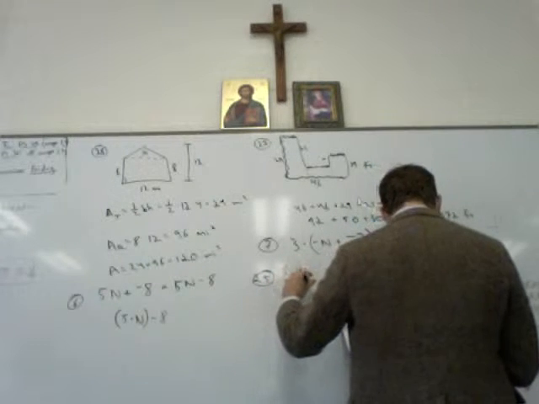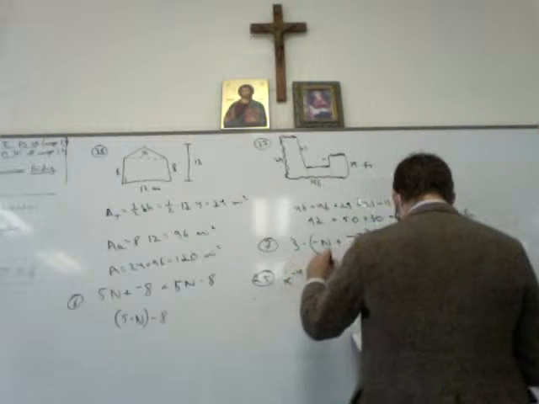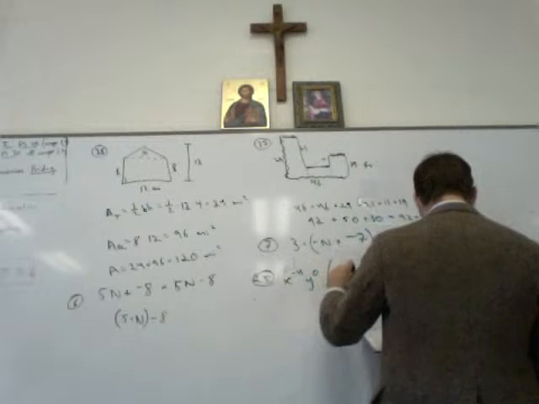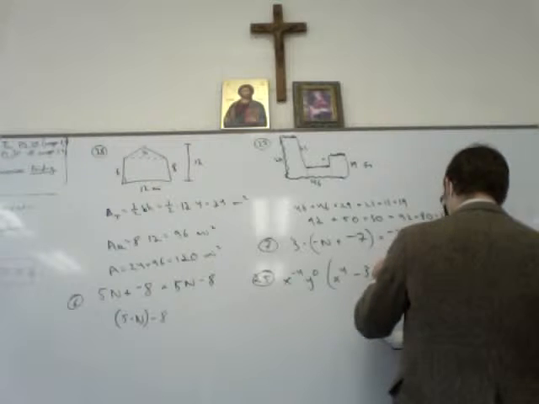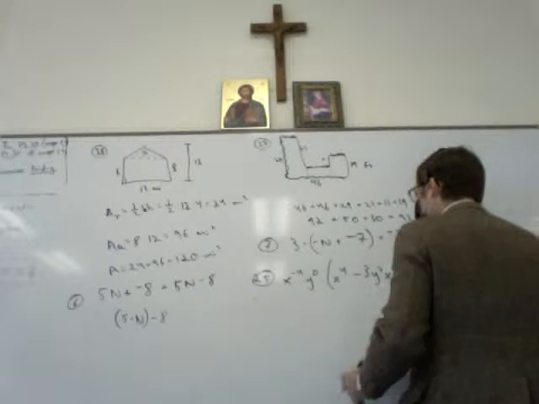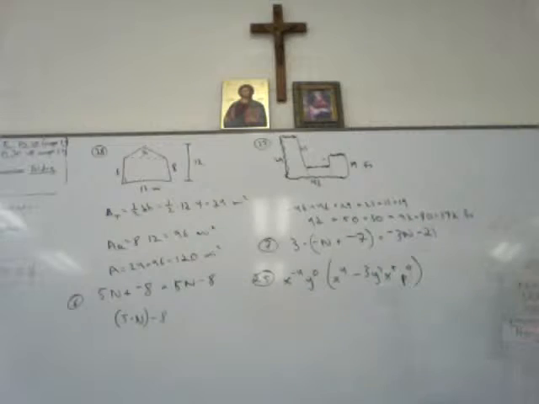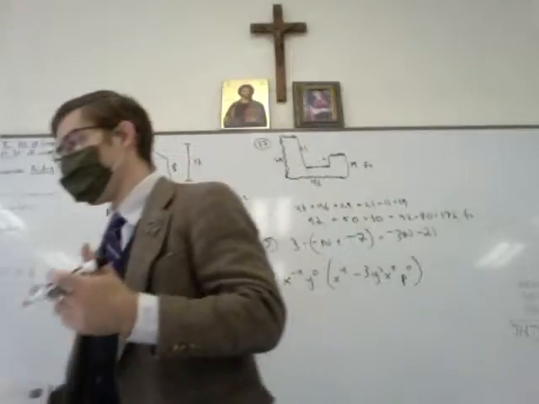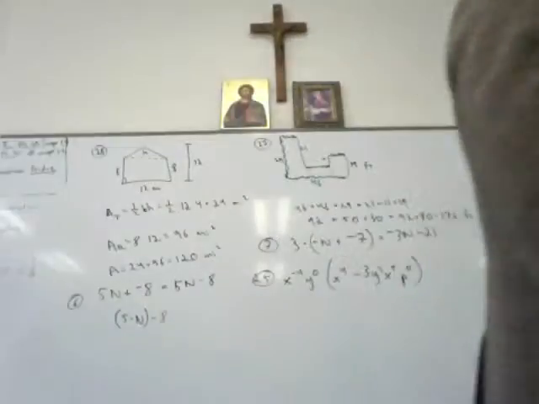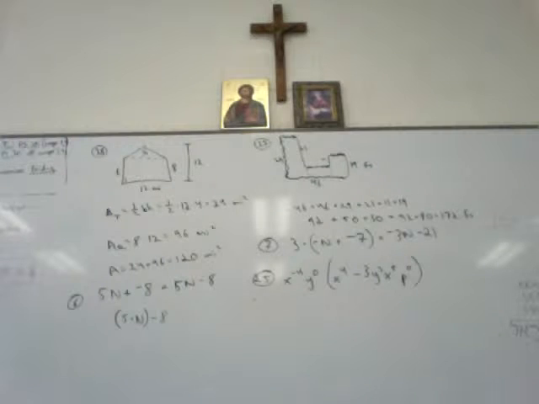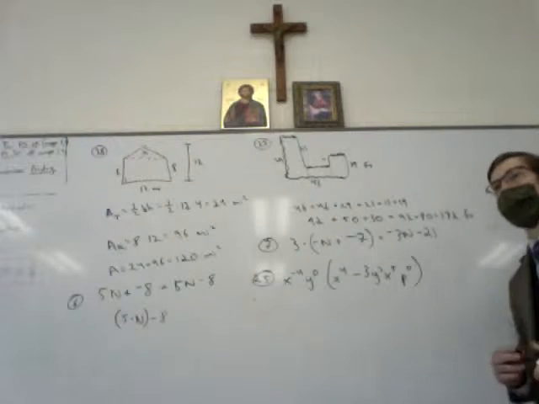x to the negative 4, y to the 0, times x to the 4th minus 3, y squared, x to the 5th, p to the 0. Now, anytime we have a problem where we're doing something to it, in this case distributing, before we actually start doing a distribution, let's see if we can make our lives easier. What are some things we can do to this to make our lives easier?